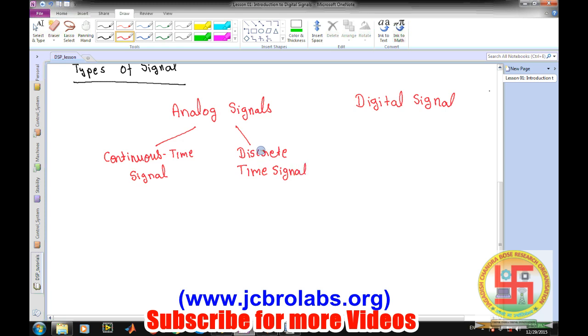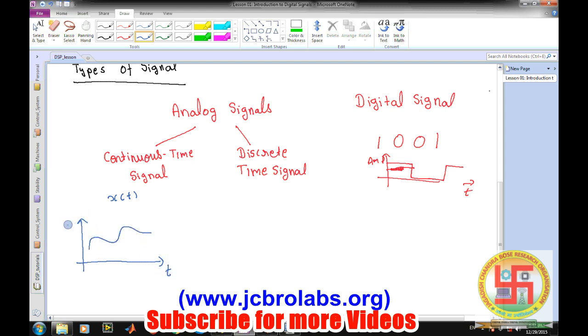Similarly, for digital signals, as the name suggests, they can have only two values, like 1, 0, 1, 0, 0, 1, and so on. That is time, and this is the amplitude. These are very interesting things, like the continuous time signal. A continuous time signal means that for every instant of time we have some value of the amplitude. For say, this is the time, and this is x of t.